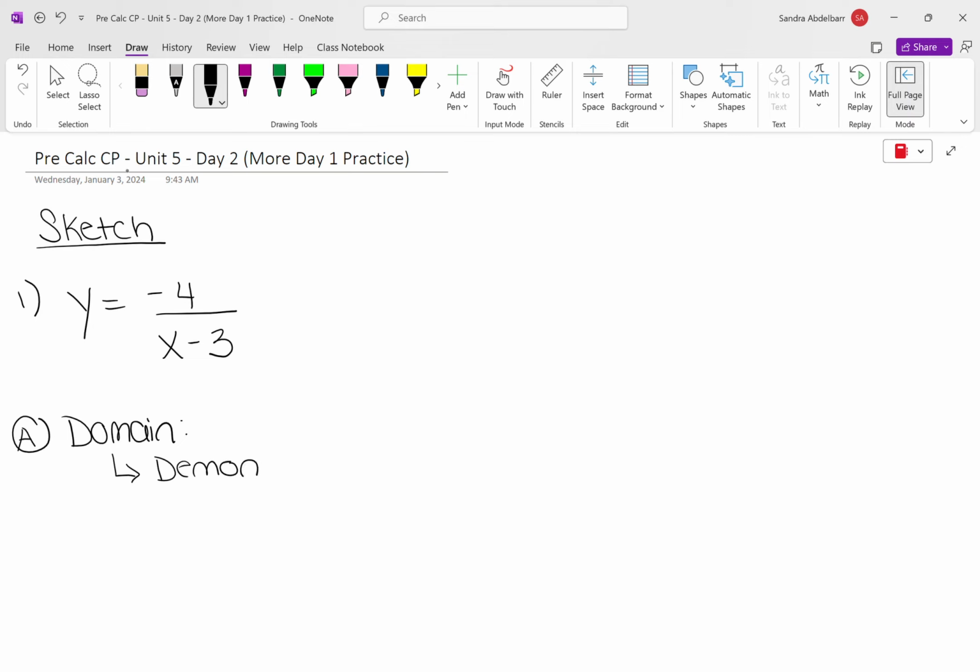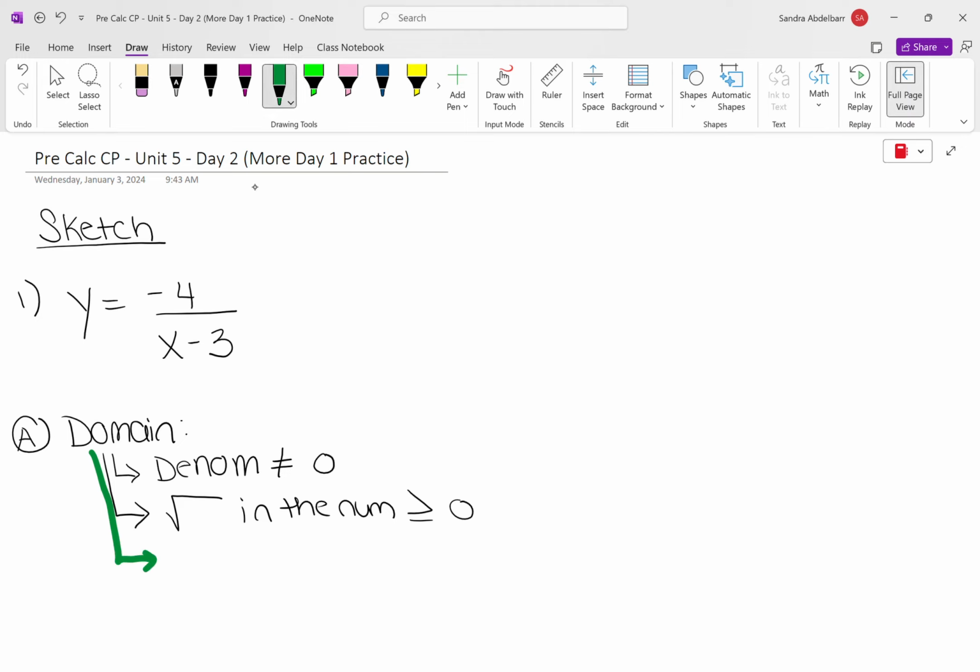So we know the denominator cannot equal 0. We know a radical in the numerator will be greater than or equal to 0. And a radical in the denominator will be greater than 0 because it cannot equal 0. So those are the 4 things that affect the domain.